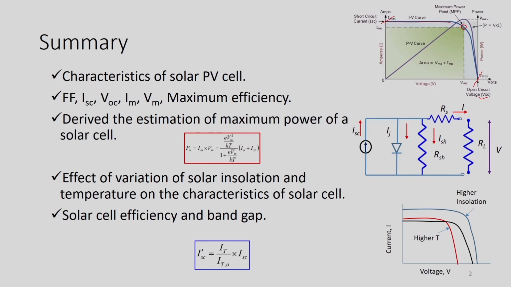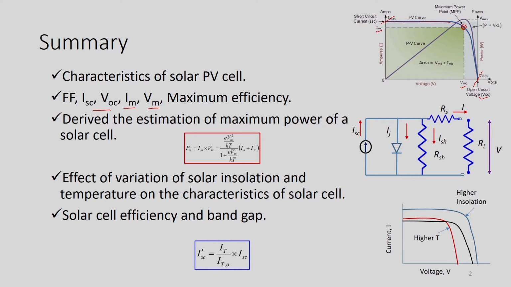Also, we have studied the performance parameters of a PV cell, which include fill factor, which is a function of ISC, VOC, IM, VM. IM is nothing but the maximum current and VM is nothing but the maximum voltage at this point. We also defined how this fill factor can be estimated.